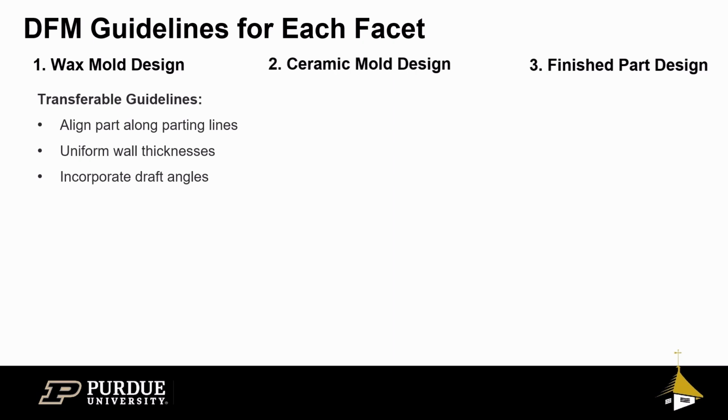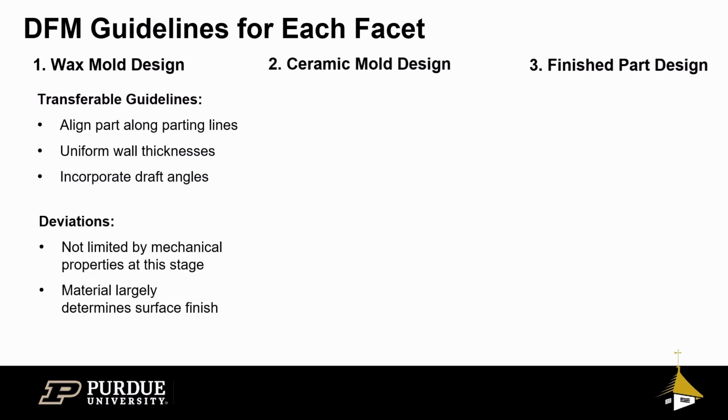Starting with the wax mold guidelines, there's one unique consideration to translate from the injection molding rules, which won't apply to the other two stages. That is, locating the mold parting line and positioning the part sensibly along said parting line. Other than that, the other basic guidelines still apply, including incorporation of drafts and uniform walls.